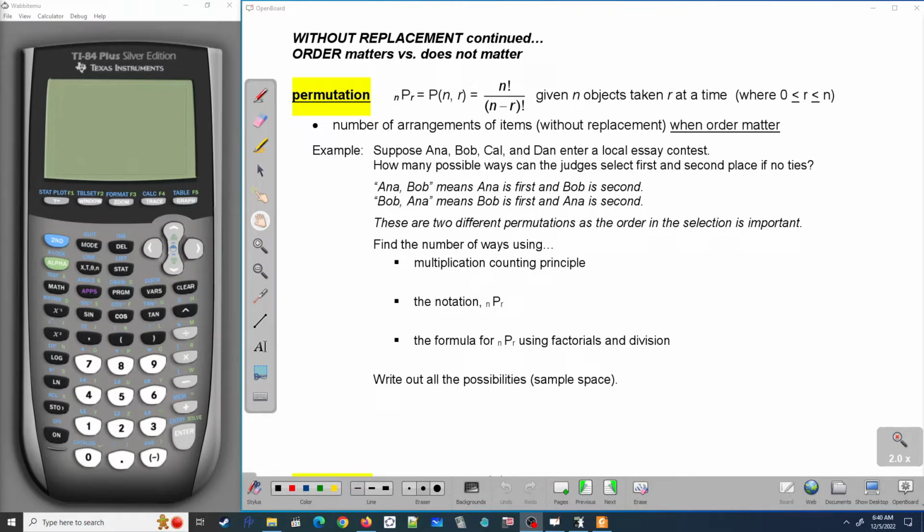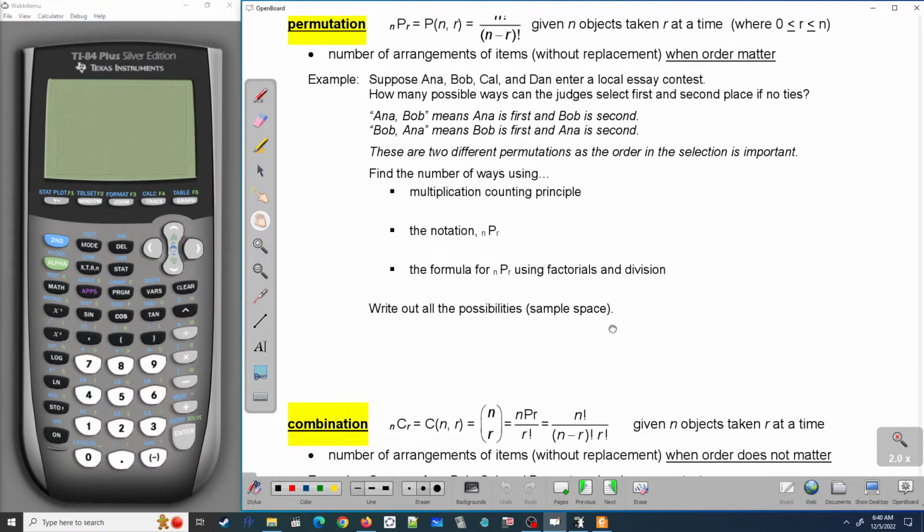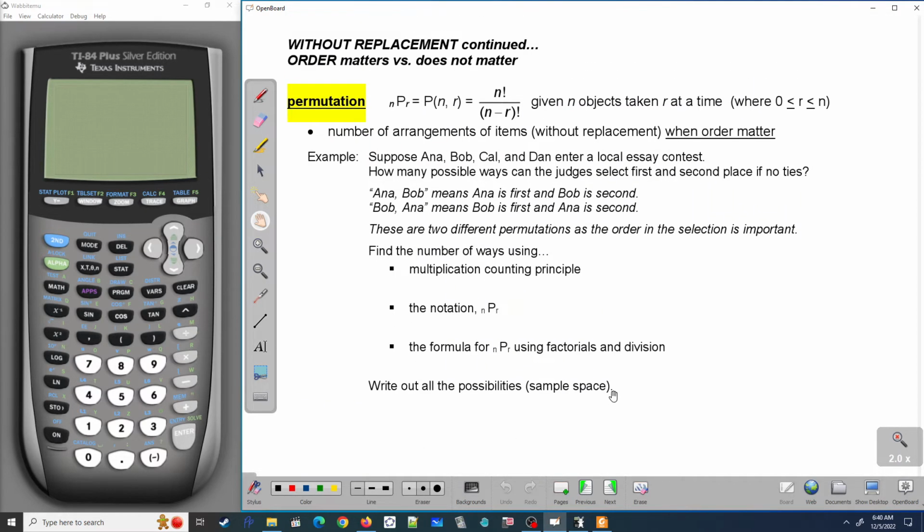Because there are two very specific types that we want to look at. There's the permutation and there's the combination. And the main difference is where order matters or doesn't matter. See, a permutation is the number of arrangements of items without replacement when order matters.